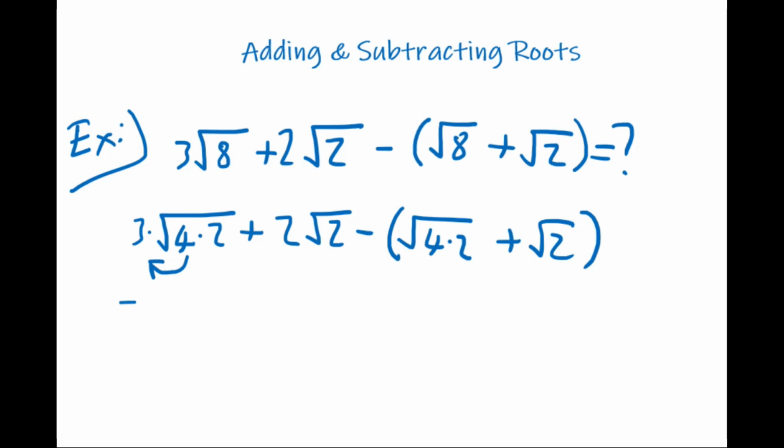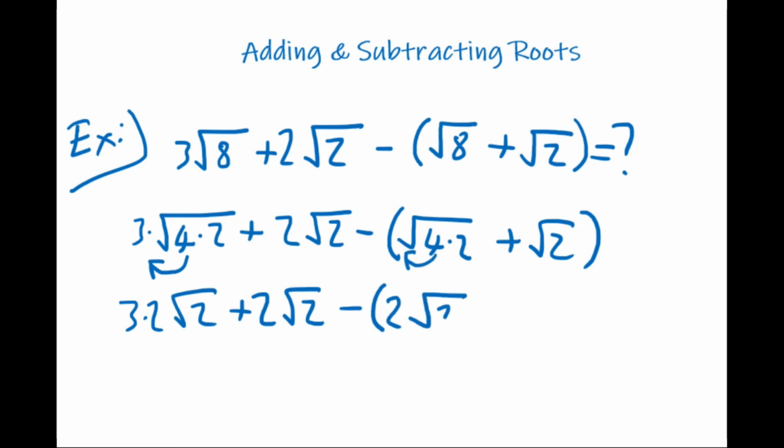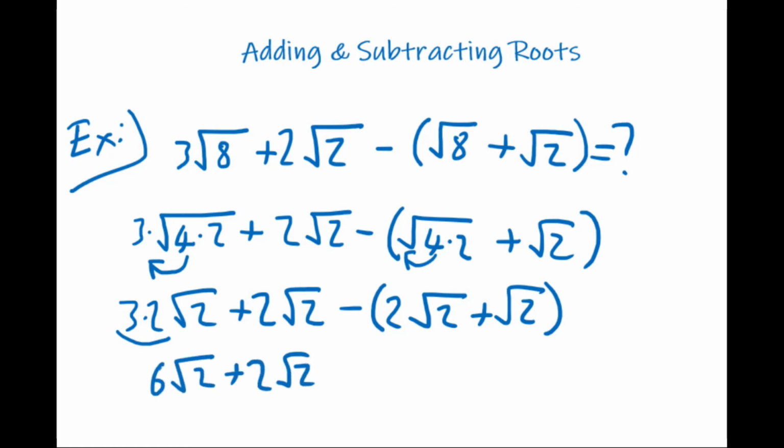So once you do that, you have 3 times 2 square root of 2 plus 2 square root of 2 minus, let me put the parentheses again. This 4 can come out as 2, so it's going to be 2 square root of 2 plus square root of 2. From here, we're going to have 3 times 2, which is 6, okay? 6 square root of 2 plus 2 square root of 2 minus. We have 2 square root of 2 plus another square root of 2, it's going to be 3 square root of 2.